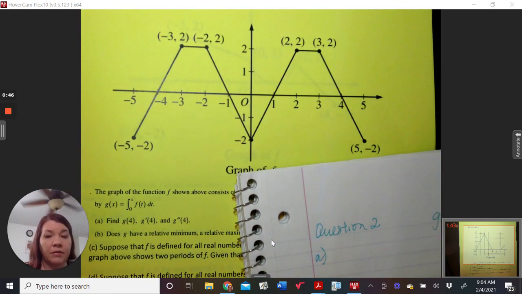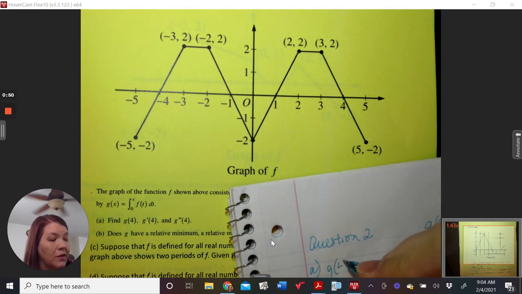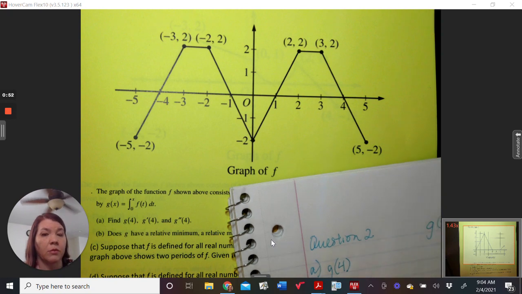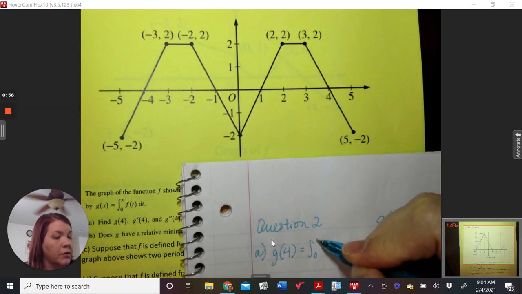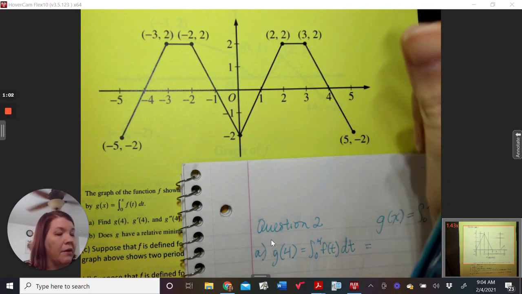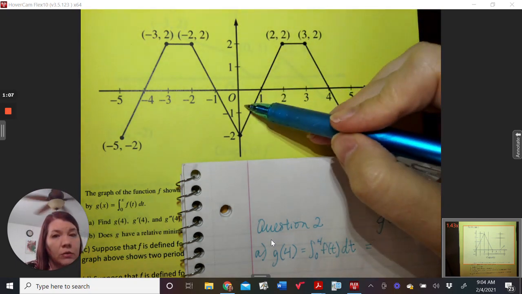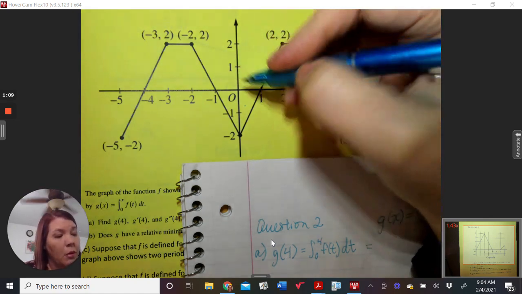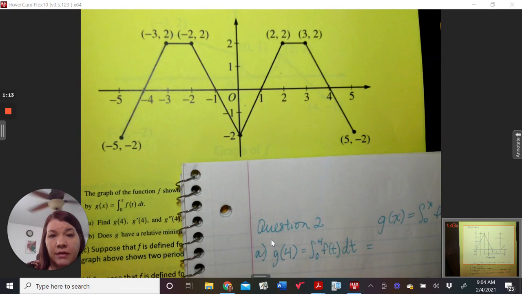So part A asks me to find g of 4, g prime of 4, and g double prime of 4. This is the same as what we did on the previous problem, so I'm going to start with g of 4. g of 4 is going to be equal to the integral from 0 to 4 of f of t dt. And so that means I want the area under the curve from 0 to 4, which is a triangle and trapezoid. Remember, the area under the x-axis is negative. The area above the x-axis is positive.